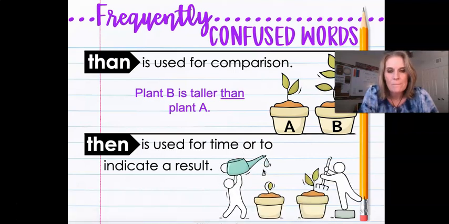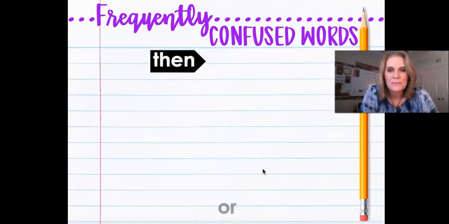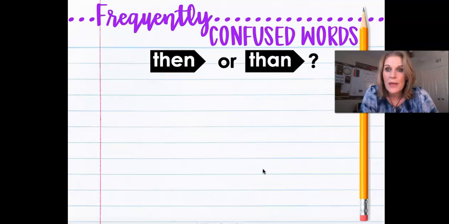Here's an example. He took care of the plant and then it grew. Over time or as a result. Okay, write that down. Pause when you need to. Let's do some more practice. Then or than.